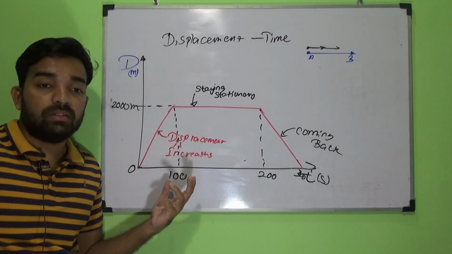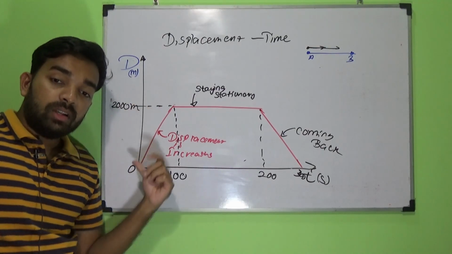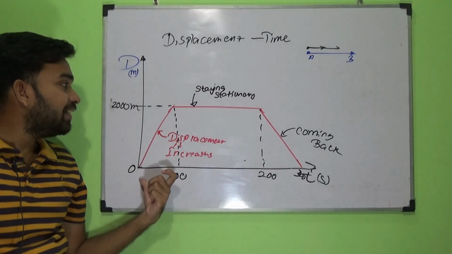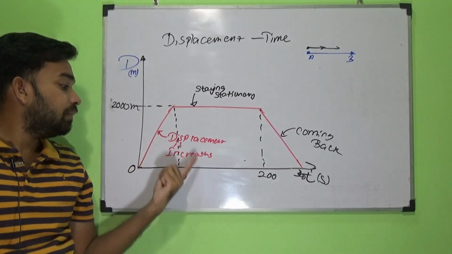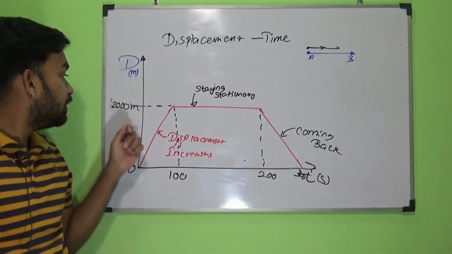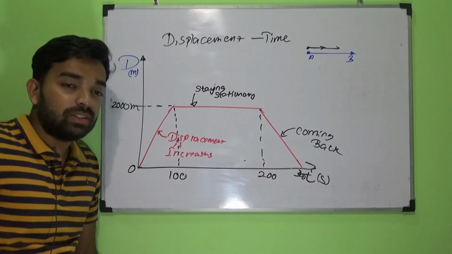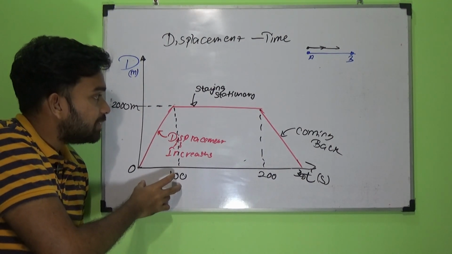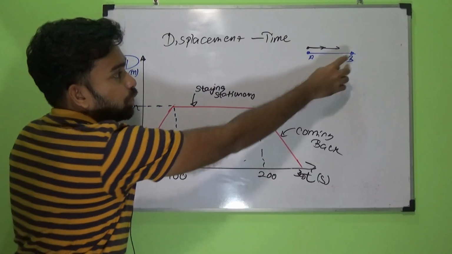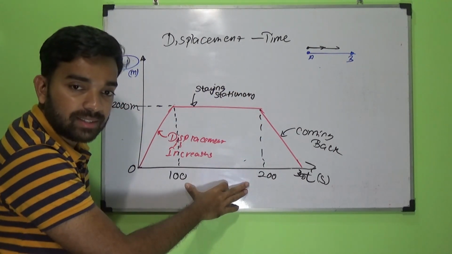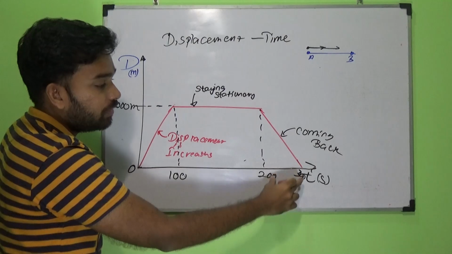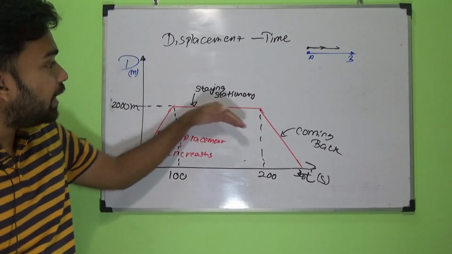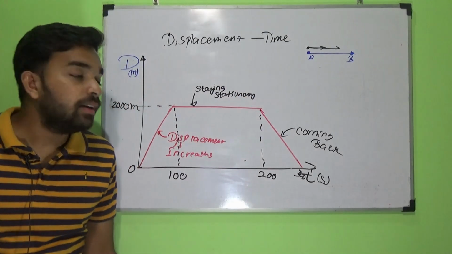Let's assume this is Nimal going to a shop. Nimal started from his house and traveled 2000 meters within 100 seconds, which is impossible, but that's fine. He stayed at the shop B for another 100 seconds and came back home within another 100 seconds. Understood? That's how you can explain this motion.